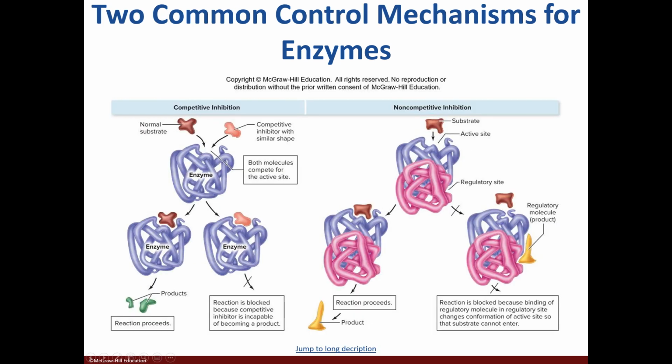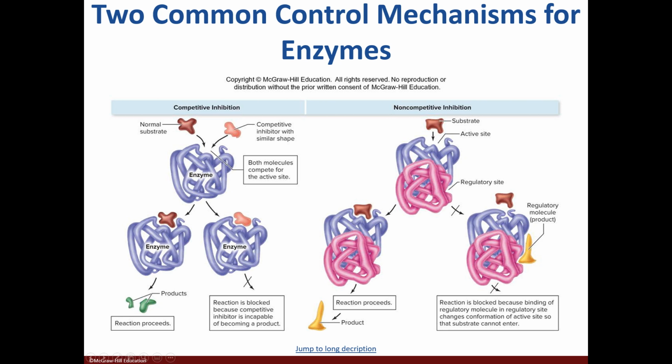In competitive inhibition, we see the active sites, the normal substrate, and the competitor. On the left is what should normally occur. In competitive inhibition, the competitor binds to the active site, preventing the substrate from binding.